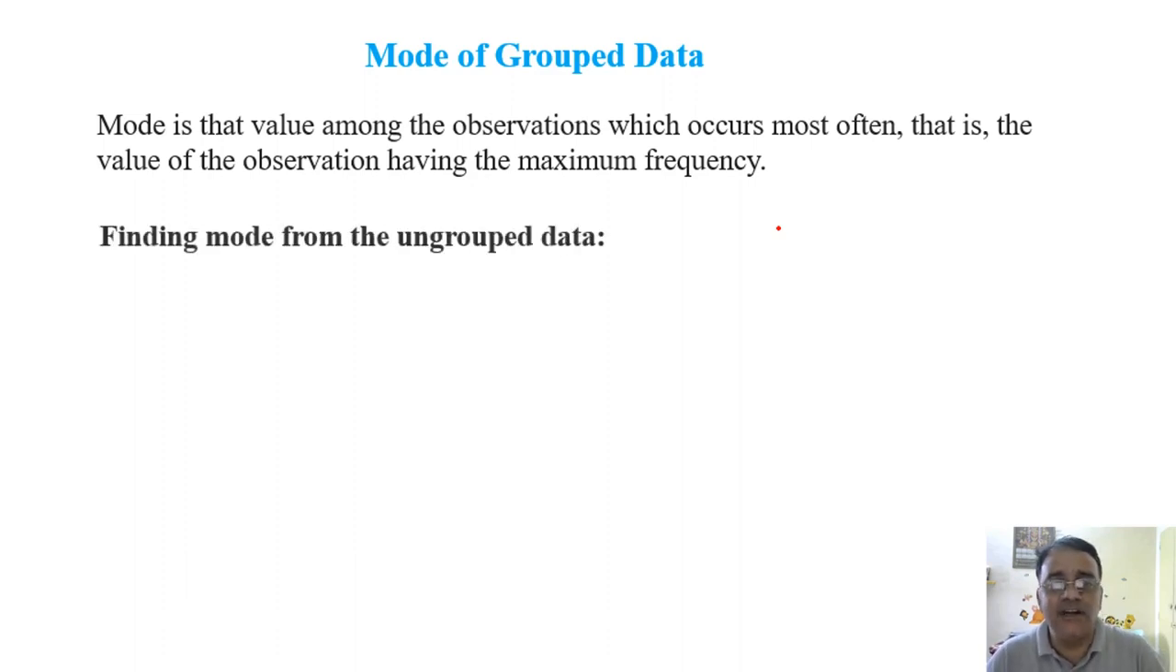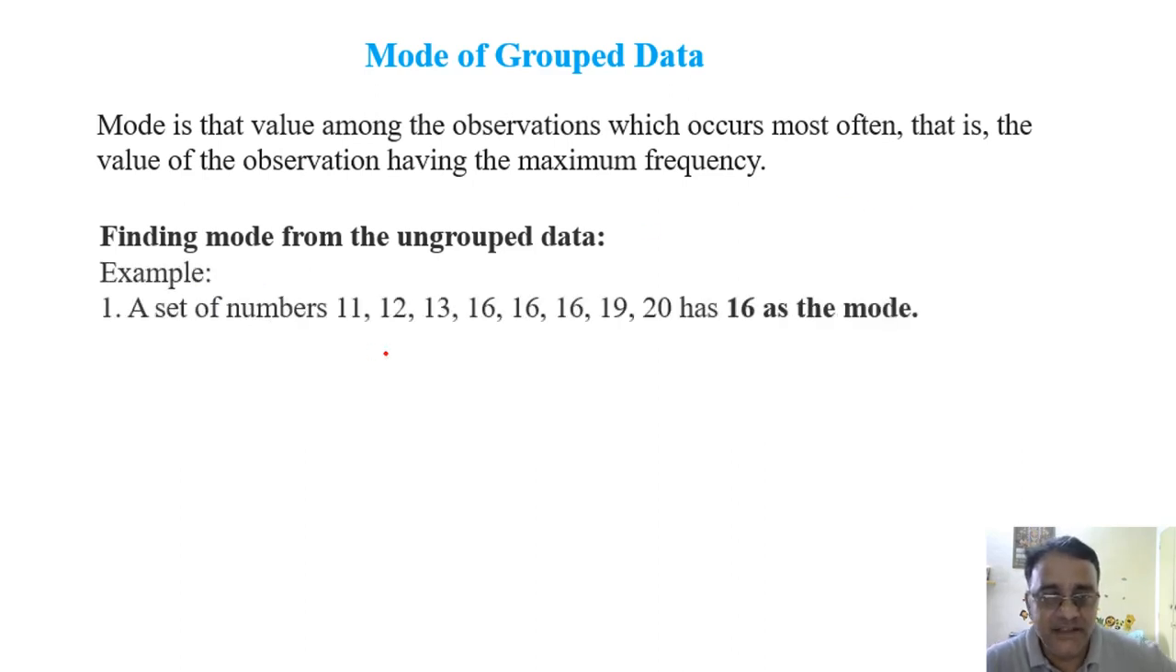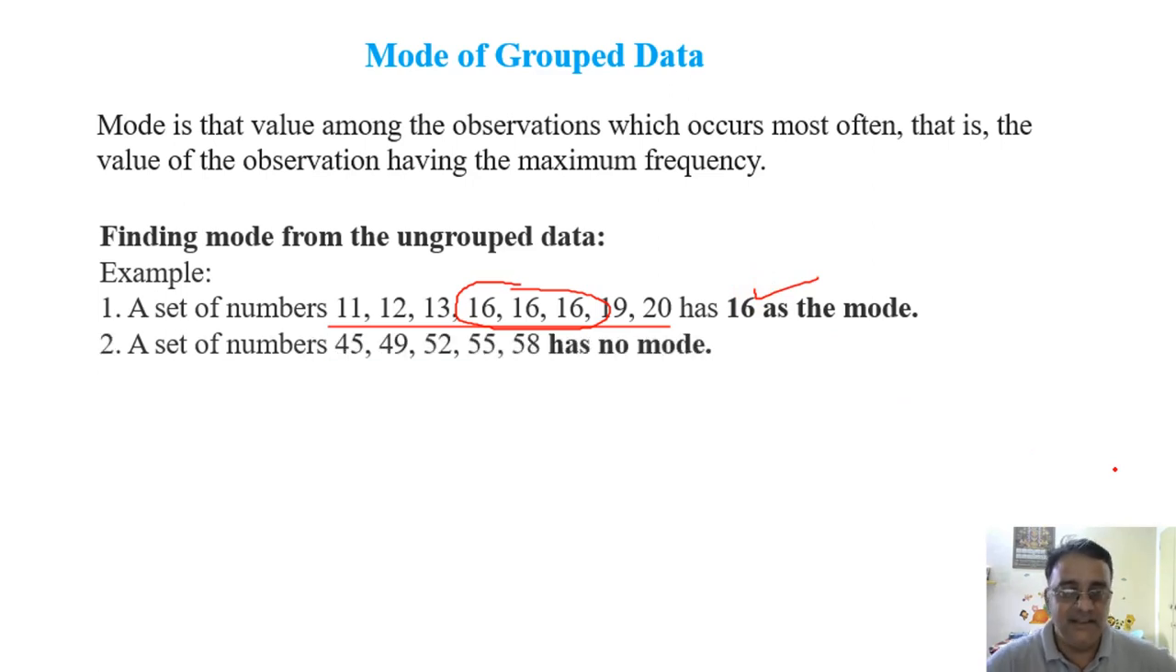Finding mode from the ungrouped data is very easy. See, example, a set of these numbers. You can easily find out that 16 is repeated 3 times, maximum times, so 16 is the mode. And set of these numbers has no mode. Why? Because no number is repeated maximum times. सब एक ही बार है.